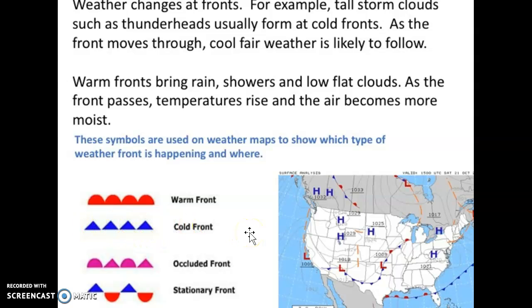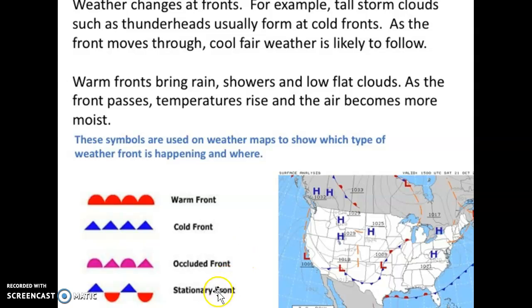Now, cold and warm fronts are always moving. Any place you have 2 air masses meeting, there's going to be a change in the weather. Warm fronts usually bring rain and low flat clouds. Cool fronts usually bring fair weather, sometimes storms, where 2 different air masses meet.